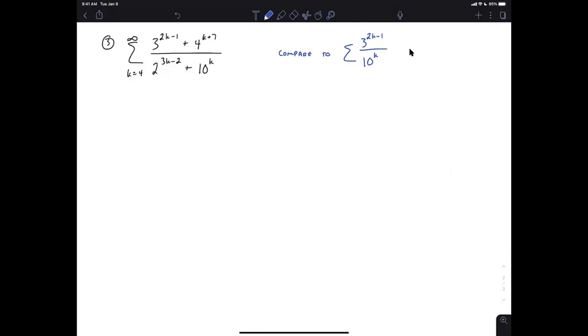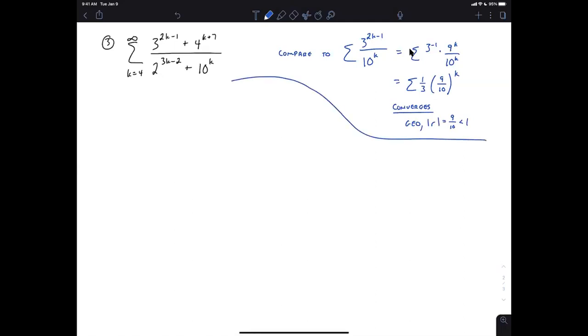Okay, so then this one's weirder simplification, but we can write this pretty quickly as the sum of 3 to the negative 1 times 9 to the k over 10 to the k, which then we could rewrite as 1 third times 9 tenths to the k. Questions on that? Okay, this series converges because it's geometric, the absolute value of r is 9 tenths, which is less than 1. Okay, any questions so far?